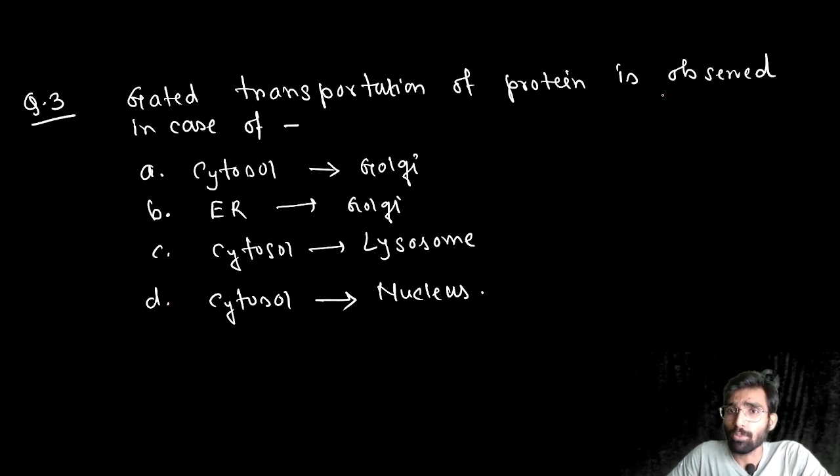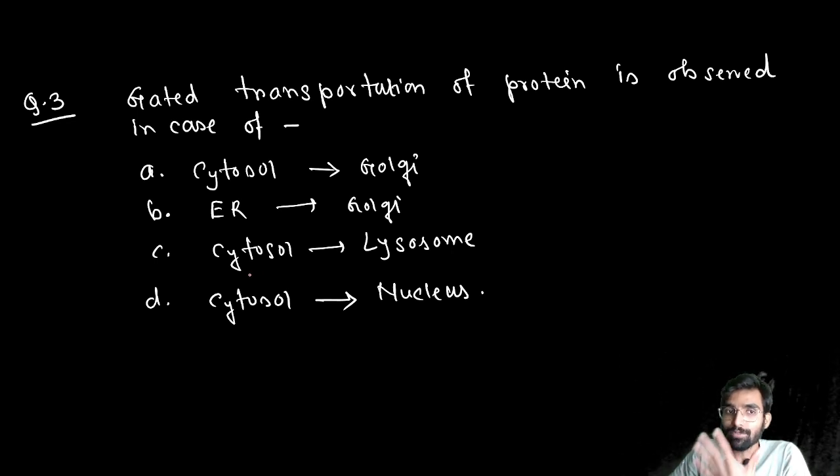Gated transportation of protein is observed in case of: cytosol to Golgi, ER to Golgi, cytosol to lysosome, and cytosol to nucleus. There are three different kinds of transportation. One is gated, another is through vesicular transportation, and another through transmembrane transportation. Right? So which one of the following is gated transportation? Your time starts.